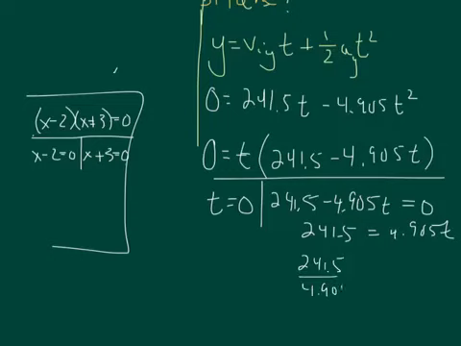What do you get? What's your time for this problem, people? 241.5 divided by 4.905 equals 49.2. Now, that's one answer. Here's the other answer right above it.